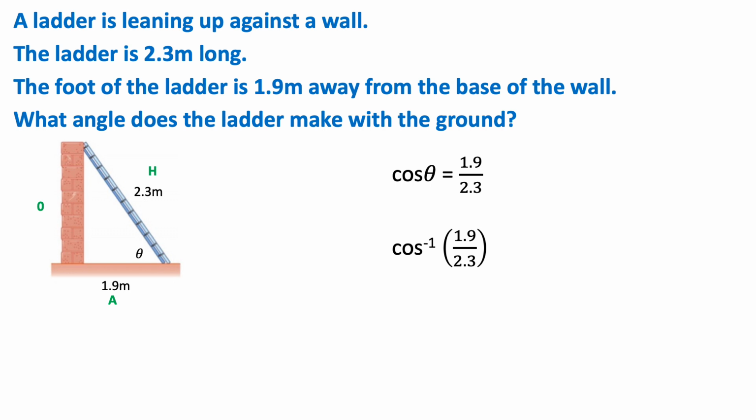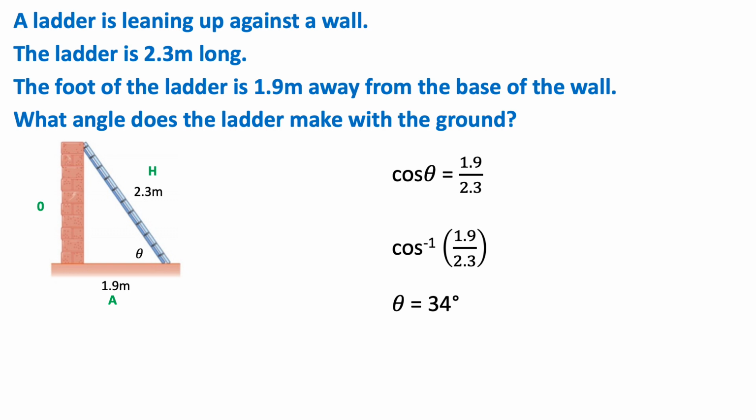What angle does the ladder make with the ground? If you type it in your calculator, you'll have your answer. Let's have it to the nearest degree, so no decimal places. If you've typed it in correctly, you will find out that that answer is 34 degrees.